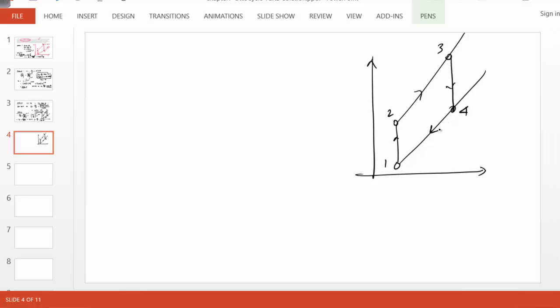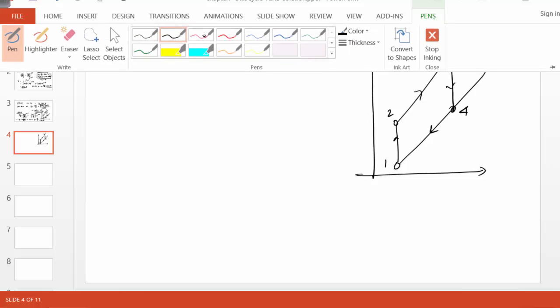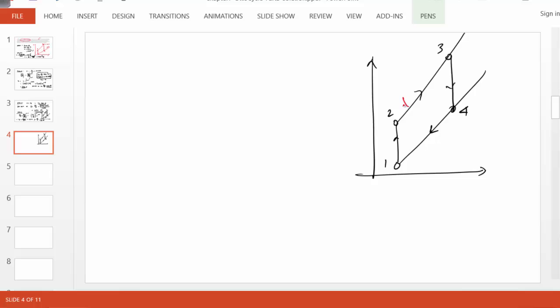Again, I cannot emphasize how important it is to know how to quickly convert a cycle into a TS diagram. We know heat is added here. That's our Q in that takes place in the cycle. And this is where our Q out takes place, right? And it's relatively easy to figure out Q in and Q out.